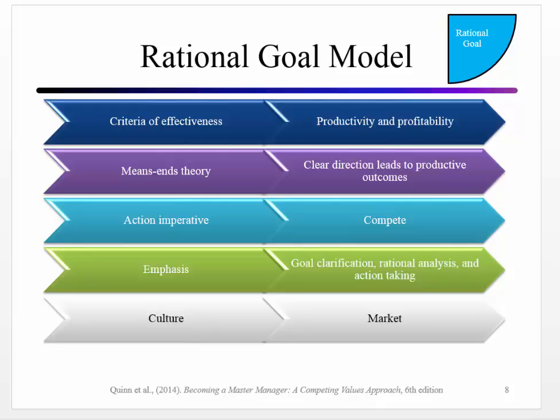So originality, ideas are encouraged. Competition is the main focus. Being successful, being seen to be top of the pile is very important in the rational goal model. Its emphasis is on goal clarification, rational decision making, rational understanding of the variables in the managerial environment, and taking action where necessary to respond to the managerial environment that you find yourself in. It's culture of the market. So the market dominates. The market and the messages that the market sends to managers about their products and services are highly valued in this model.